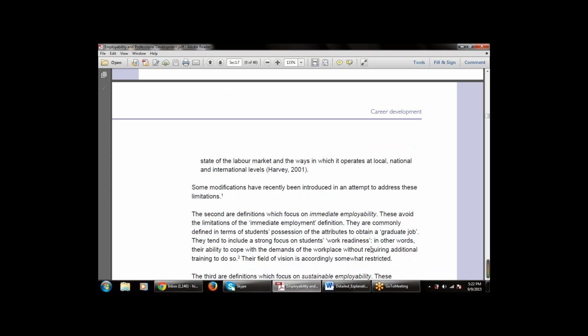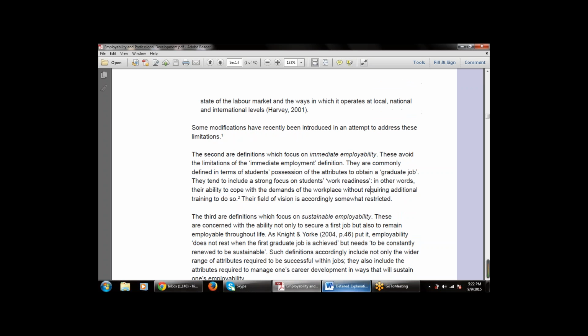That is also used with the employability vision. The second definition that is available is with the immediate employability, and its field of vision is accordingly somewhat restricted. And the third are the definitions that focus on sustainable development. These are concerned with the ability not only to secure a first job but also to remain employable throughout life.